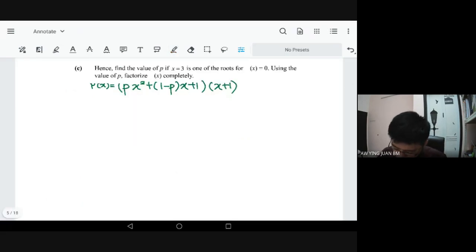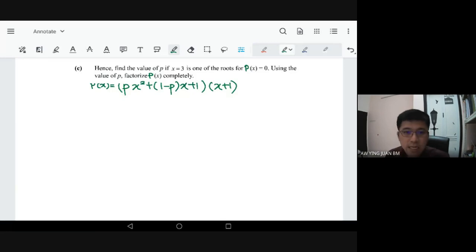Okay, so now we move on to C. By referring to the question, hence find the value of p if x is equal to 3 is one of the root for the situation. So in here p(x) is equal to 0. Using the value p, factorize the p(x) completely.